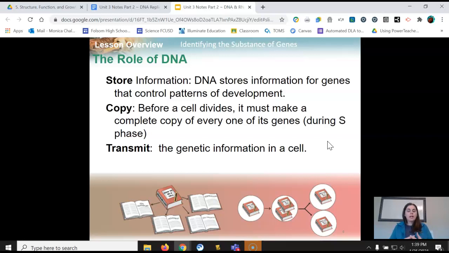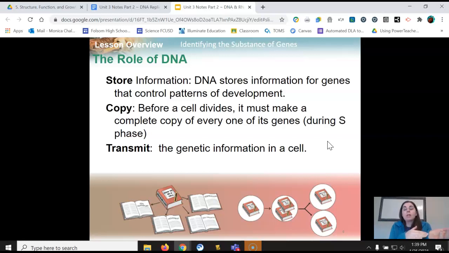So DNA has 3 roles. You need to make sure you know all 3 roles. The first is to store information, the second is to copy information, and the third is to transmit information. So storing it, DNA stores information for genes that control patterns of development, from eye color to hair texture. All of those things are stored in your DNA.